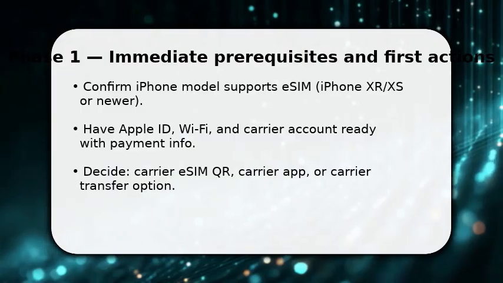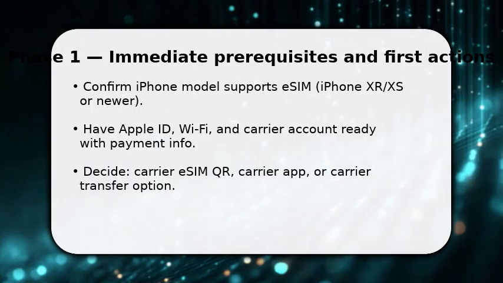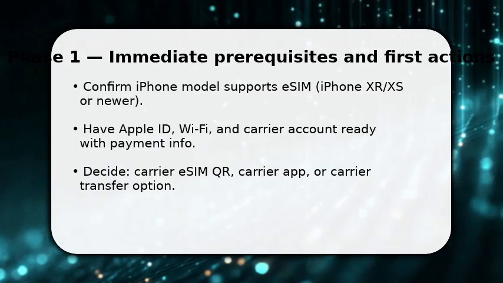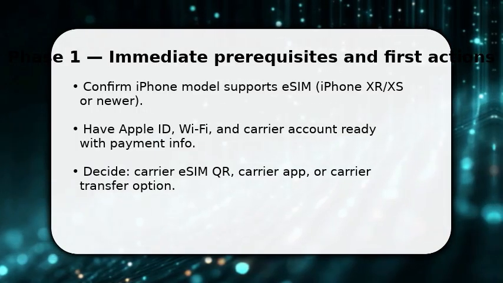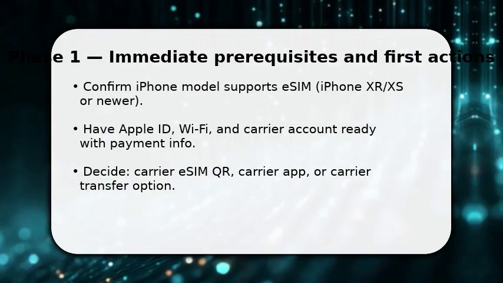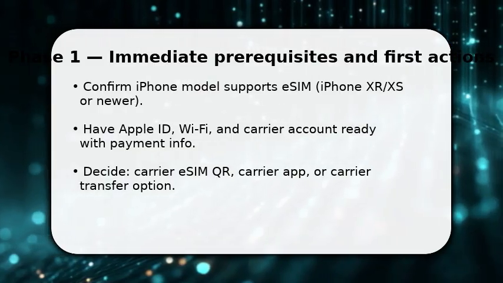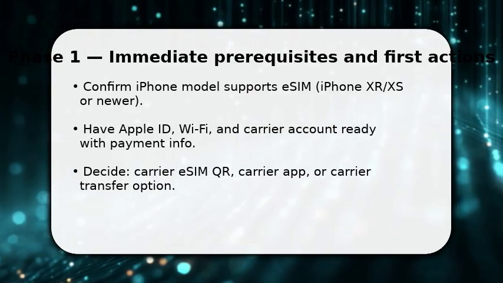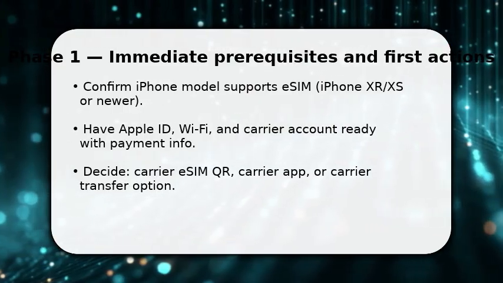You begin by confirming your iPhone supports eSIM and that you're signed into your Apple ID. This lets the device store the eSIM securely. Once done, connect to Wi-Fi so the eSIM profile downloads faster and won't use cellular data.